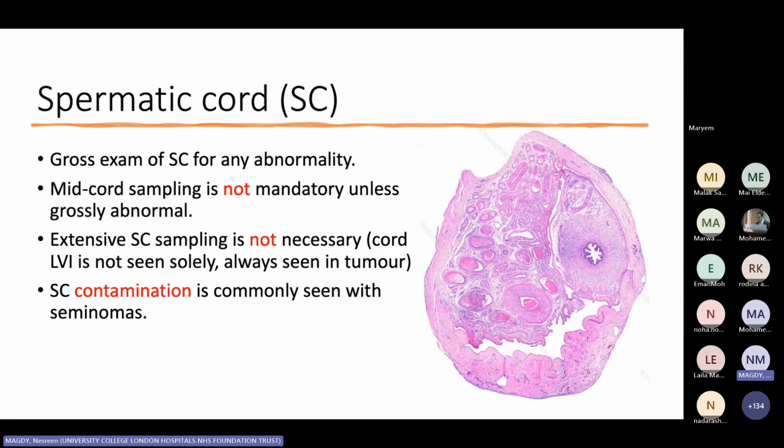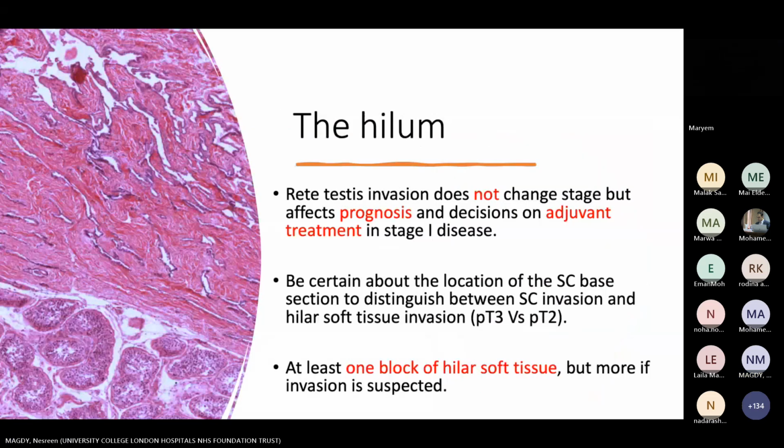And take care that contamination of the spermatic cord by carryover of tumor fragments is very commonly seen, especially with seminoma. The testicular hilum should be also sampled because the invasion of rete testis, despite it's not changing the tumor stage, affects the prognosis and the treatment decision. At least one block of the hilar soft tissue and the rete testis should be taken, but more sections may be needed if there is suspicion of invasion.